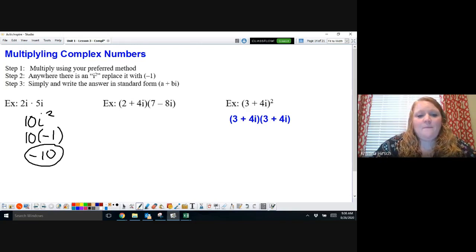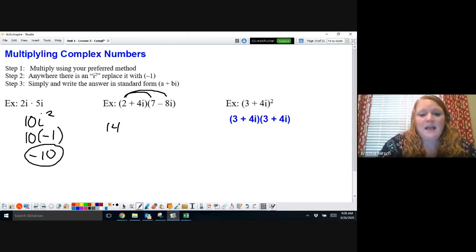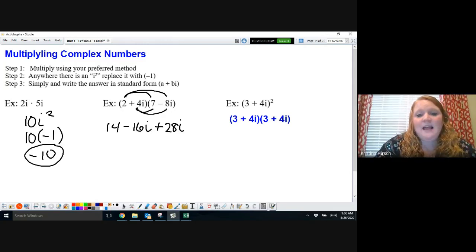For the second example, when you multiply, I'm going to distribute. So I'm going to say, okay, 2 times 7 is 14. I'm going to distribute 2 times negative 8i to get negative 16i. And then now I have to distribute the 4i. So a positive 4i times 7 is positive 28i. And then a positive 4i times negative 8i is negative 32i squared. All right, so you got to be careful with that.